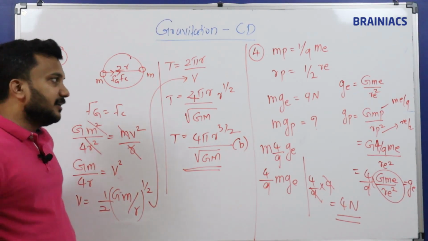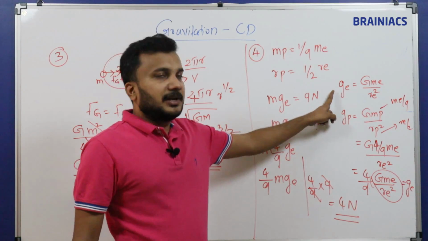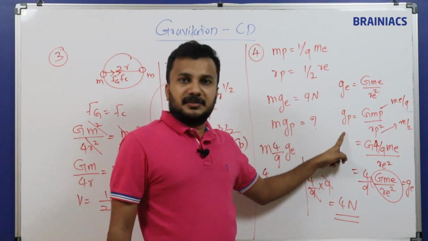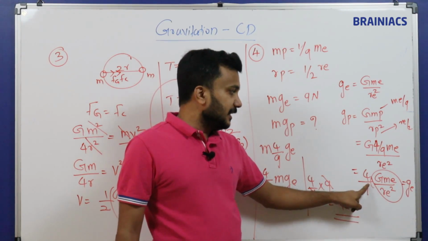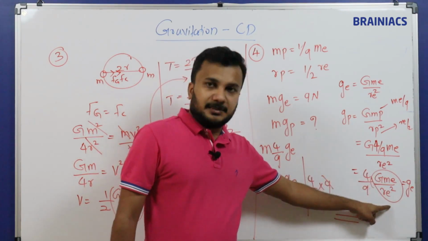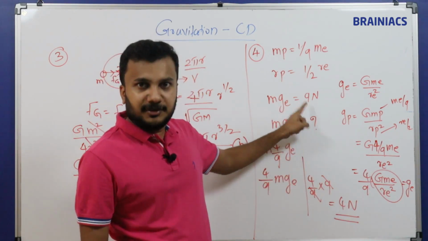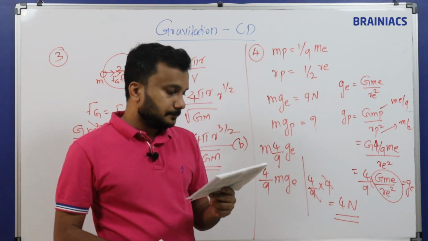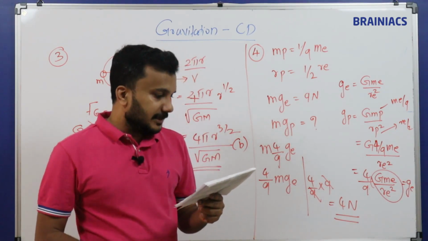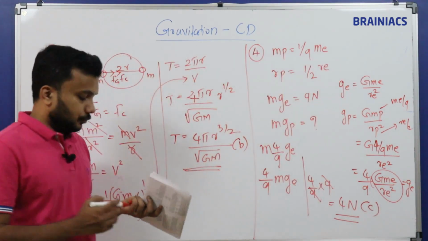The concept behind this question is only the change of acceleration due to gravity. We found the acceleration due to gravity at the Earth and at the planet, and we got that it is 4 by 9 times that of Earth. That means the weight is also 4 by 9 times 9, so the answer we got is 4 newton. So the answer is option C. Option C is the right answer for the fourth one.